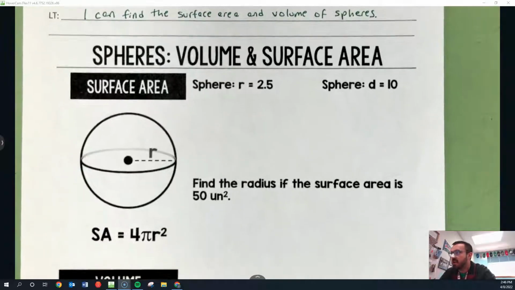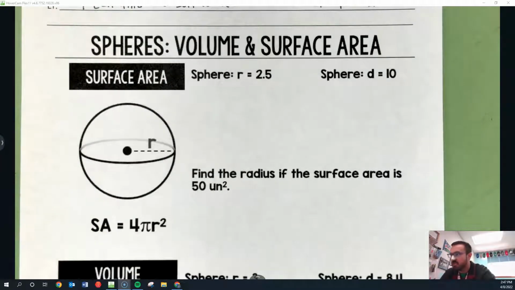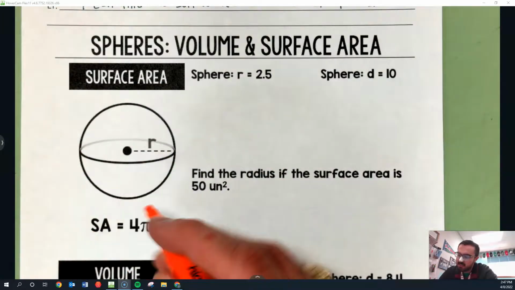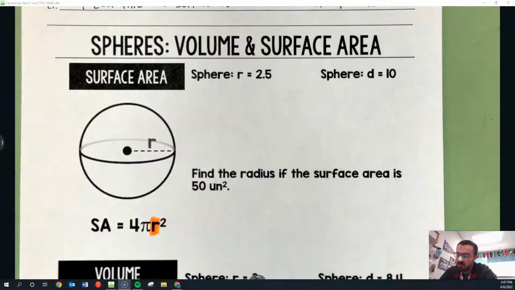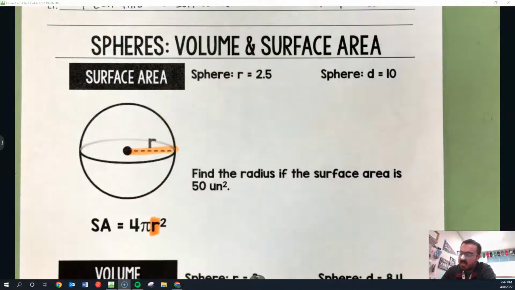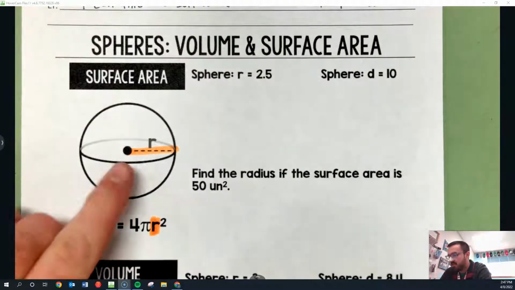Let's do surface area first. We basically just have two very simple equations. One page, it'll be done shortly. Surface area, the formula is surface area equals 4 pi r squared. So the only thing you have to figure out is what the radius is, and then you just plug it in. So remember, the radius is the distance between the center of a circle and the side.